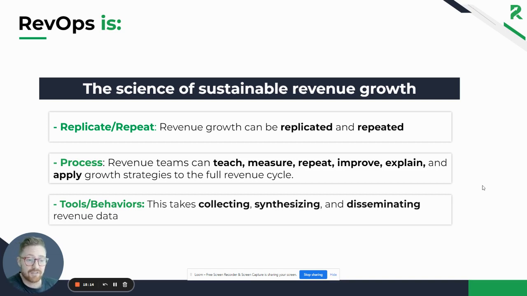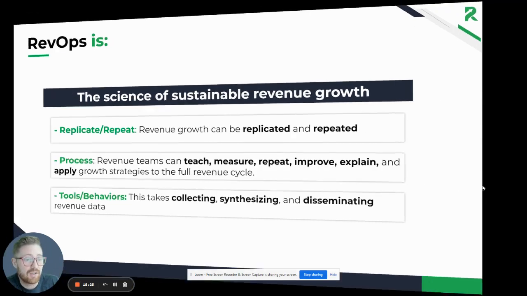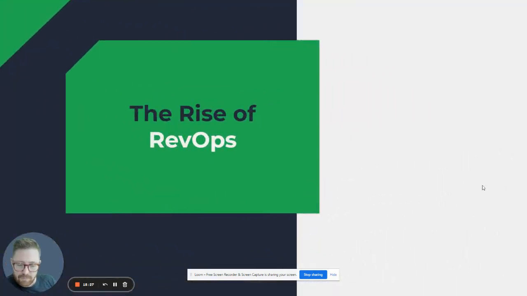And it has a hypothesis, and the study of RevOps is submitted in this key hypothesis that we can create a framework where we can replicate and repeat. We can create a process. We have tools and behaviors. That's the definition.